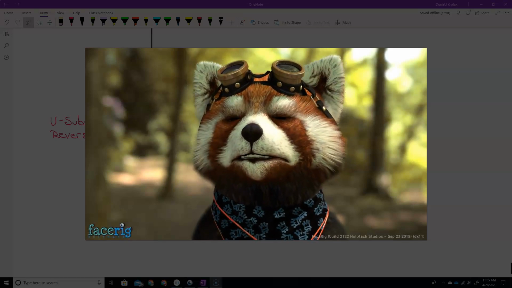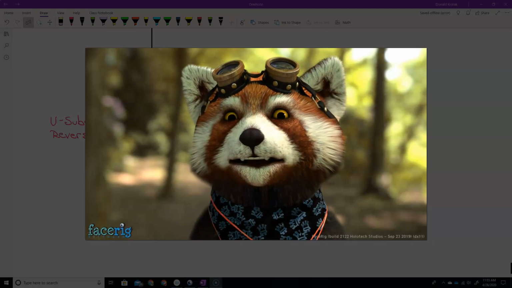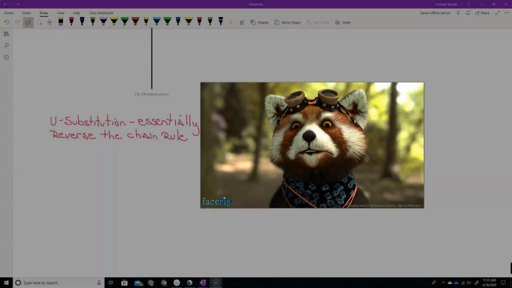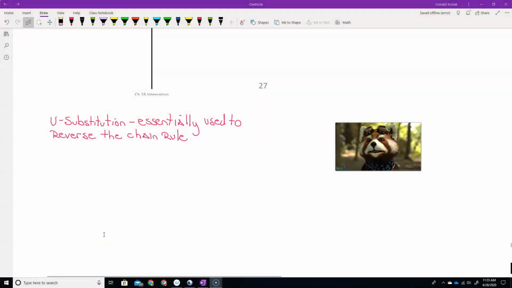We're going to continue with our work on U substitution. So U substitution, what is it good for? Well, basically it's used to undo the chain rule. And we use the chain rule when we were doing the derivative of a composite function.